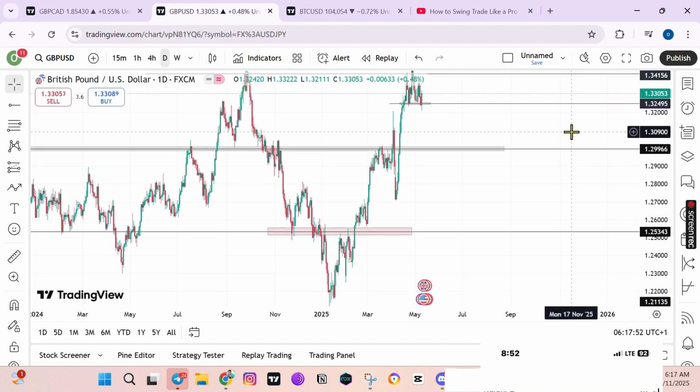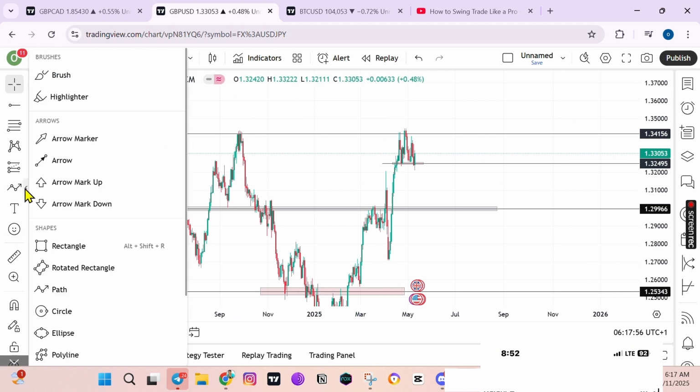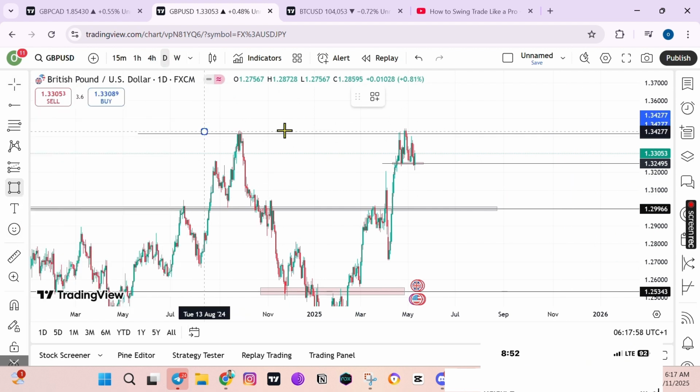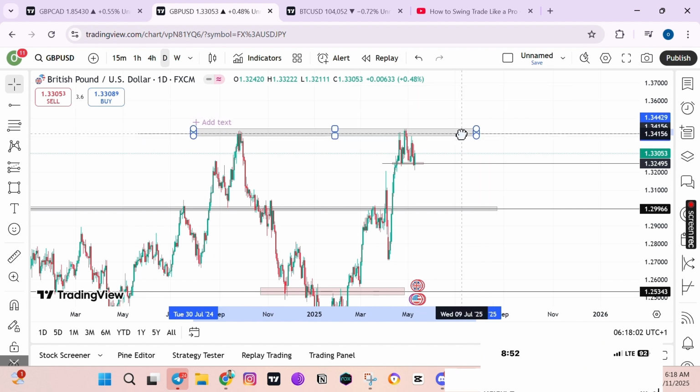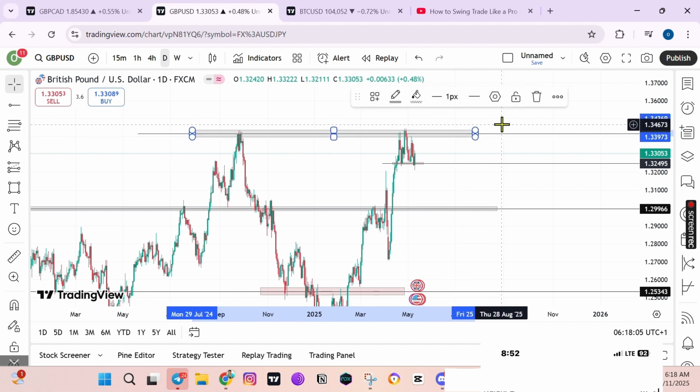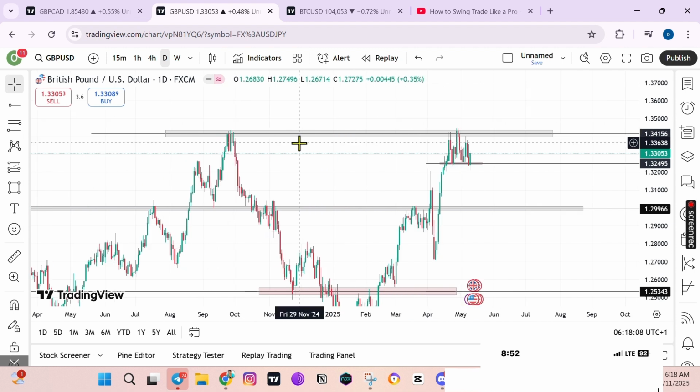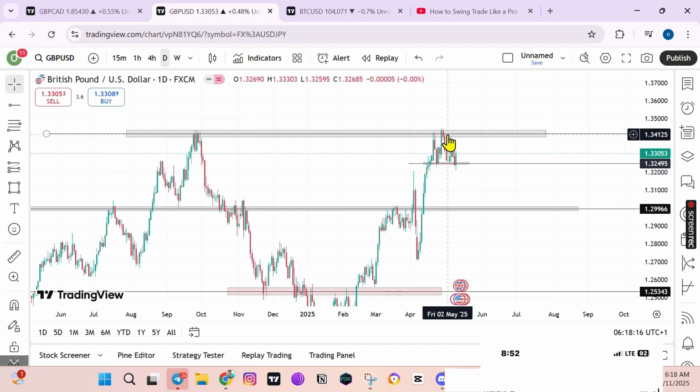Then we are going to draw a resistance right here. Now, as you can see, we are seeing the double top clearly. What else do we need to do? If you pay attention, the market came here and gave us a double top. You all know what double top means: the market is likely to reverse, right? And the market also gave us a head and shoulders. This is the shoulder, this is the head, this is another shoulder right here.